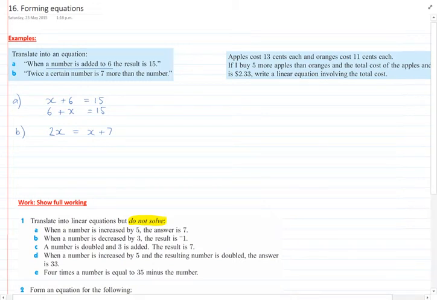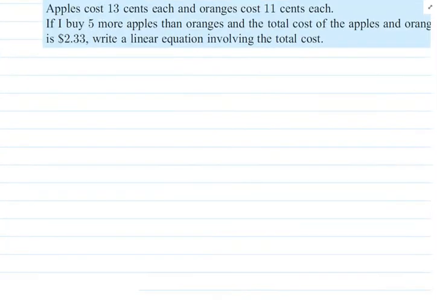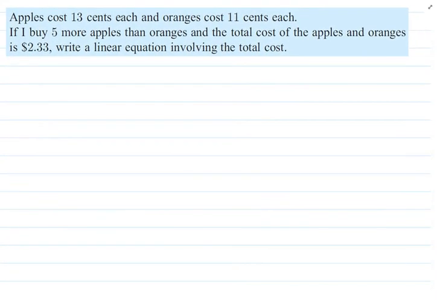Okay, let's look at our second problem with forming equations, or second example. And so this says, if an apple costs 13 cents each and an orange costs 11 cents each, sorry, it doesn't say if, it just tells us that. If I buy 5 more apples than oranges, and the total cost of apples and oranges is 2.33, write a linear equation involving the total cost.